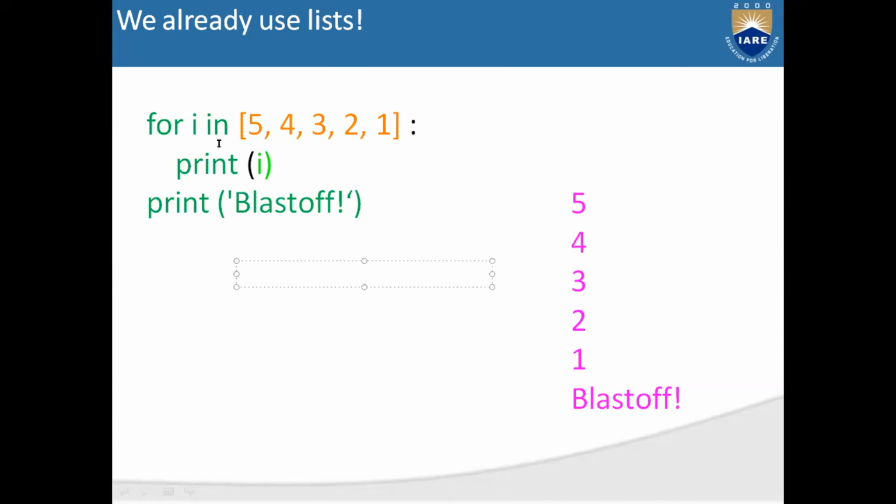So what values are going to be taken by I if we are writing for I in 5, 4, 3, 2, 1? What is this? This is a list. You can give the list directly or you can give a list variable. For example, I may write like this also: L is equal to 5, 4, 3, 2, 1. I can write the program like this also: for I in L colon print I. I can use it like this also, right?